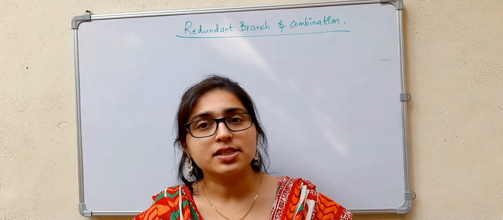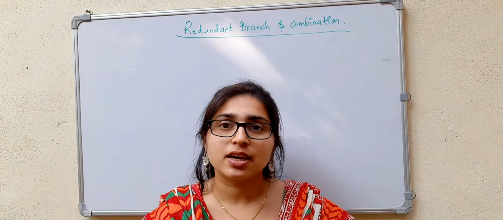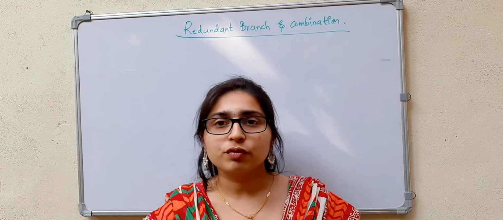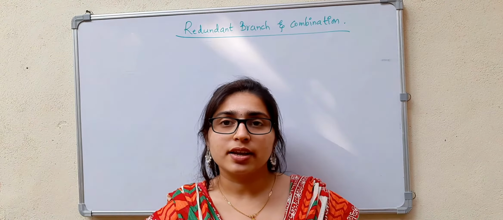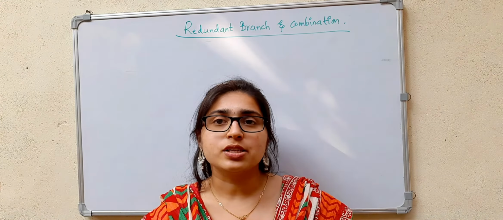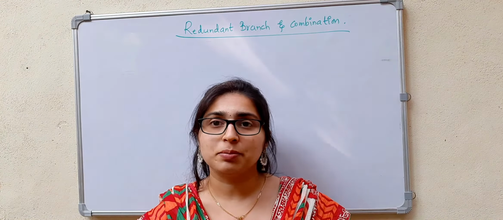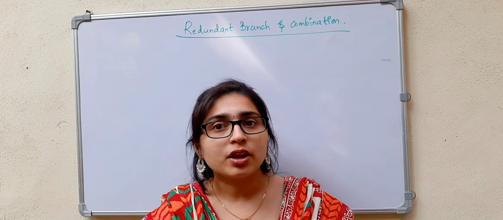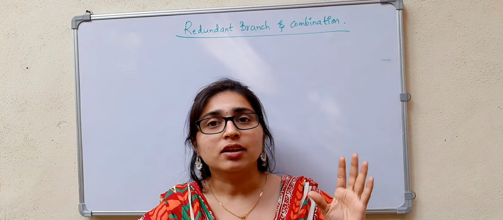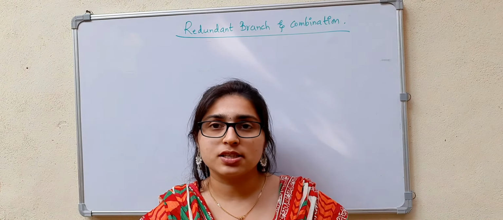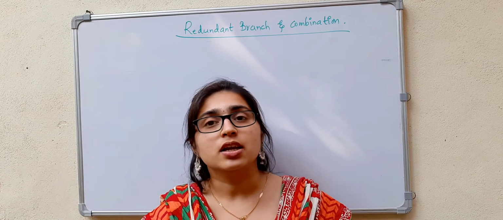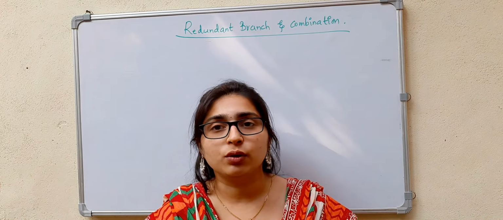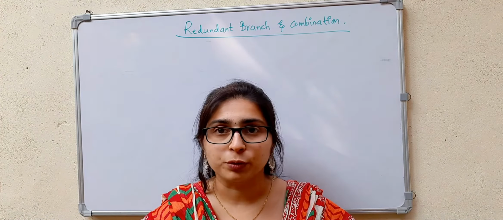So in this video, let us study about the redundant branches and combinations. If in a circuit there is a branch that is not carrying any current, that means the current is not flowing through that particular branch or the combination of elements, then that combination of resistances or that branch can be considered inactive from the circuit point of view.